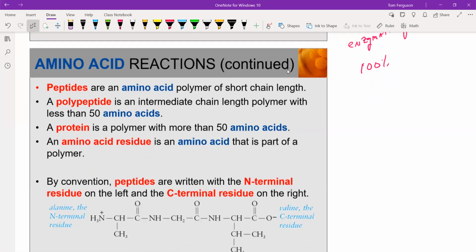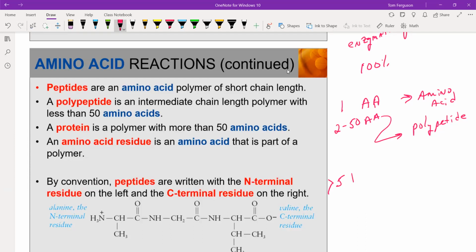Now, when we start adding amino acids together, if we have one amino acid, it's called an amino acid. If we have 2 to 50 amino acids, it's called a polypeptide. If we have greater than, let's say, 50 to 51, it's called a protein.